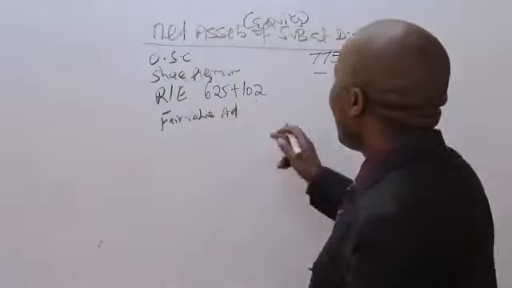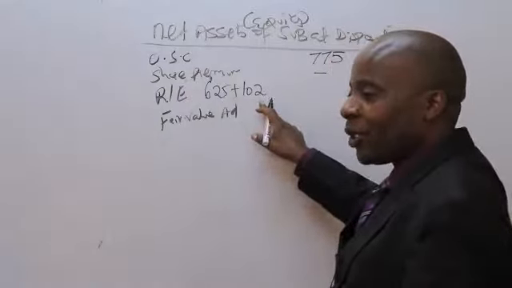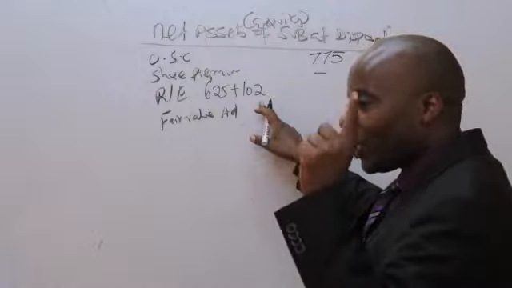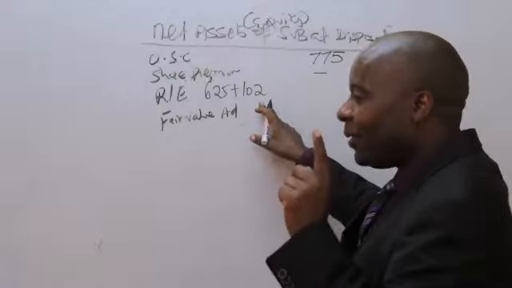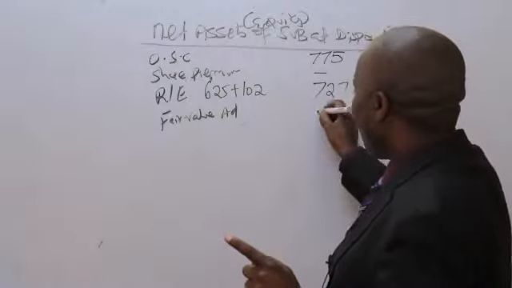So every party figure comes to how much? 625 plus 102 comes to how much? 727. Here there is no fair value adjustment.